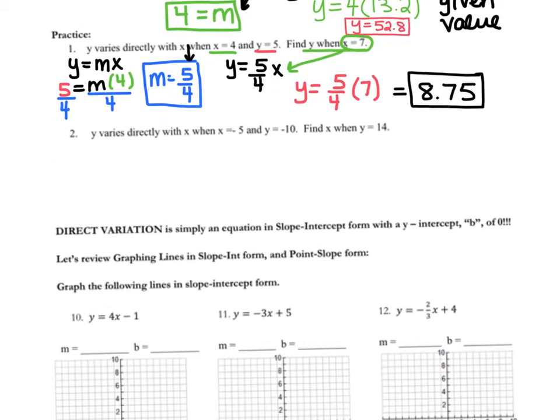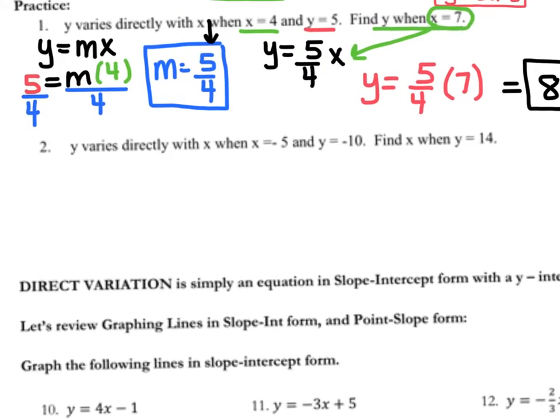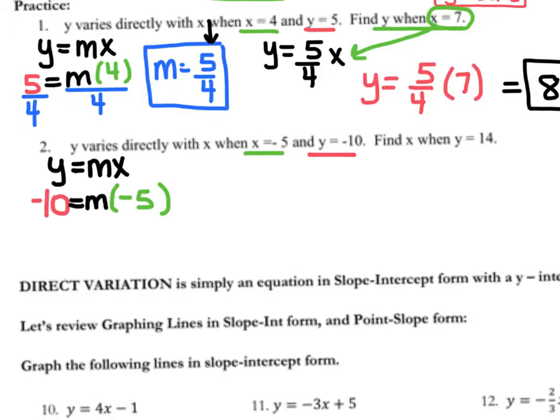And I'm going to do one more. Y varies directly with x when x is negative 5 and y is negative 10. So we write out our formula. And we plug in x is negative 5. And we plug in y is negative 10. Write everything else the same. And now we're going to solve by dividing both sides by negative 5. So I get m equals negative 10 over negative 5 is positive 2 over 1, or just positive 2. It's positive 2 over positive 1.